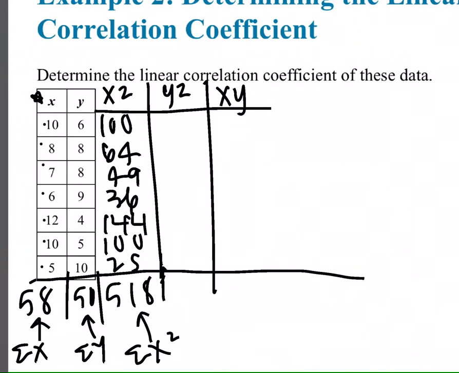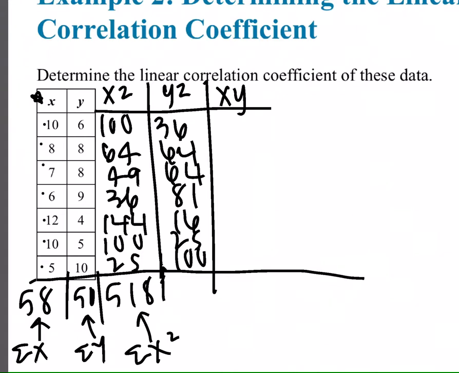Sorry. I'm going to do the same with my Y's now. 6 squared, 36, 8 squared, 64, and so on, until I am done. I'm going to add up all of the Y squares, and I'll get 386.